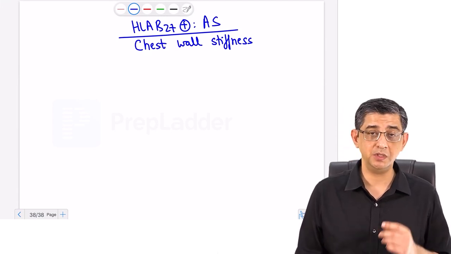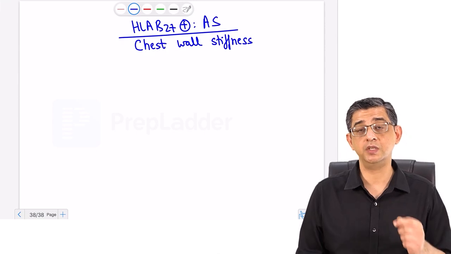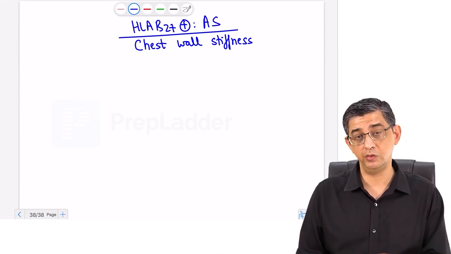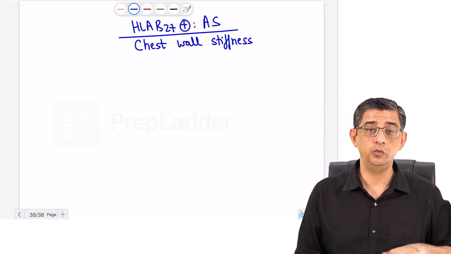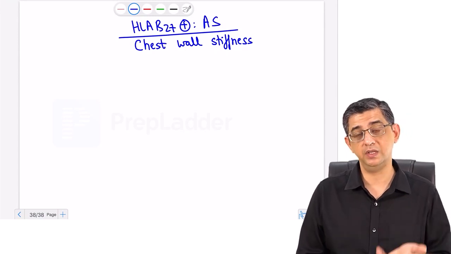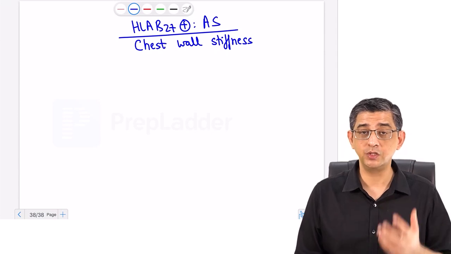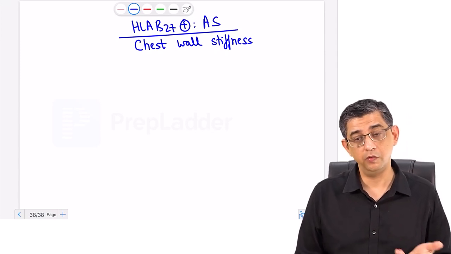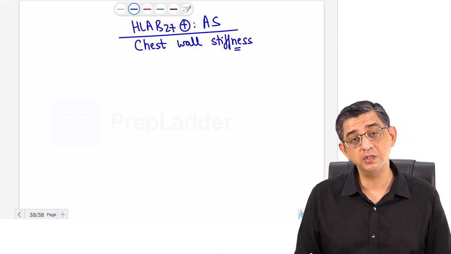Now imagine this patient sitting on a chair next to you, and I'm asking both of you, you and the person with ankylosing spondylitis and chest wall stiffness, to breathe out as hard as they can. Can this person actually breathe out as hard as you? Obviously not. Why? Because there's a stiffness in the chest wall.